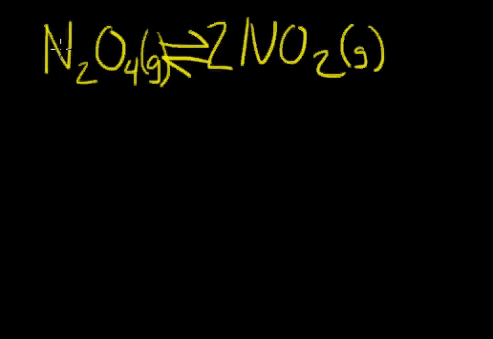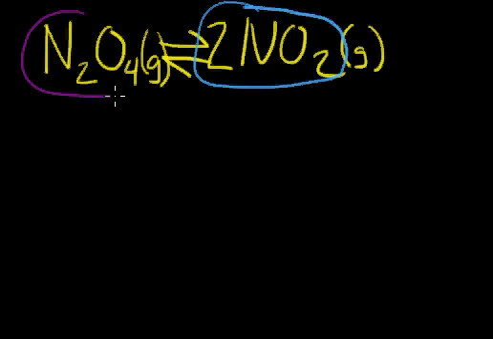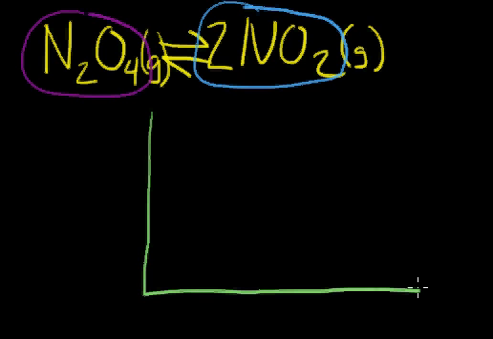So we have 1 mole of a reactant becoming 2 moles of a product. And so this is going to change what our graph is going to look like slightly. On my graph, I'm going to use blue for my product, and purple for the reactant. So let's look at what a graph of this reaction would look like. Again, we're going to put concentration on the y-axis, and time on the x-axis.